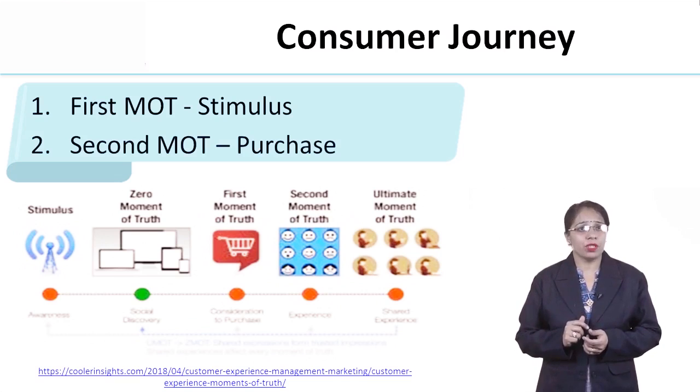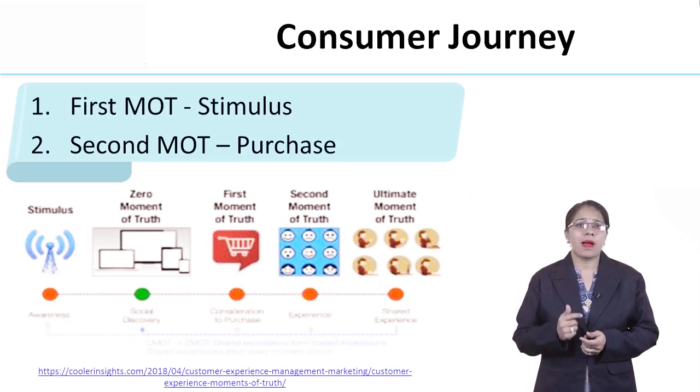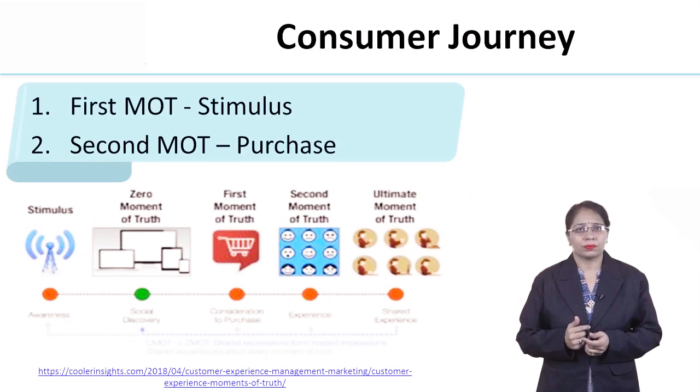In the second moment of truth, when they go and purchase the product, the consumer goes to the shelf or any retailer to purchase the product, or through some online ways also. Even the packaging of the product goes into it. It plays a very important role in marketing. So that is the second moment of truth. It has an impact on the purchase cycle also.